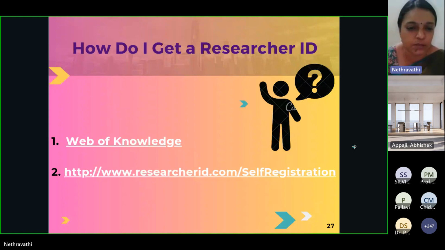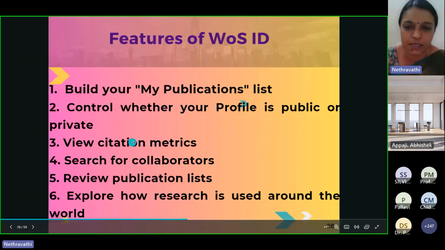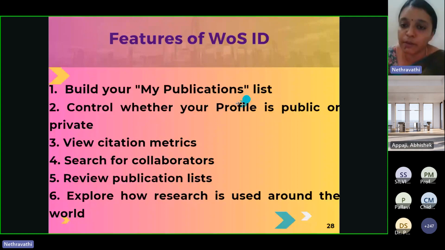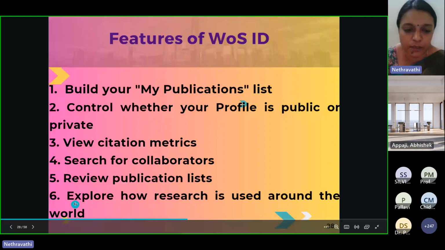So what are the features? Basically the features are to get the publication list. Even here in Web of Science, you can control whether your profile should be public or private, and you can view the citation metrics. You can search for any other researcher or collaborators, etc. Ultimately, what is the purpose? To know what research is going on around the world.